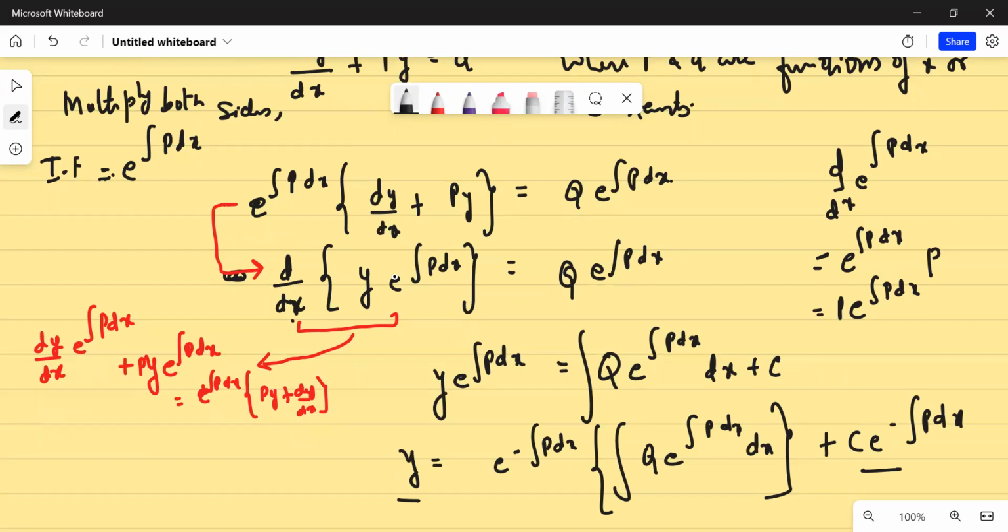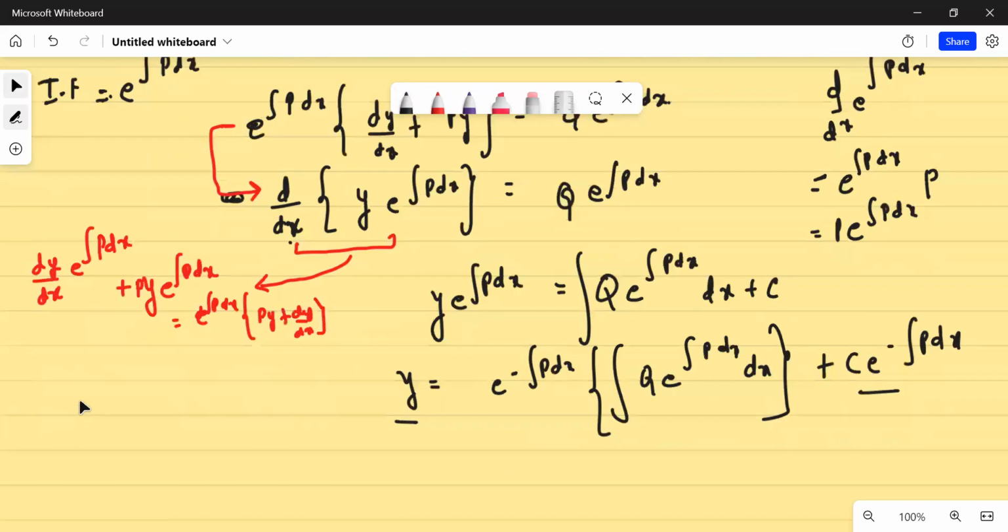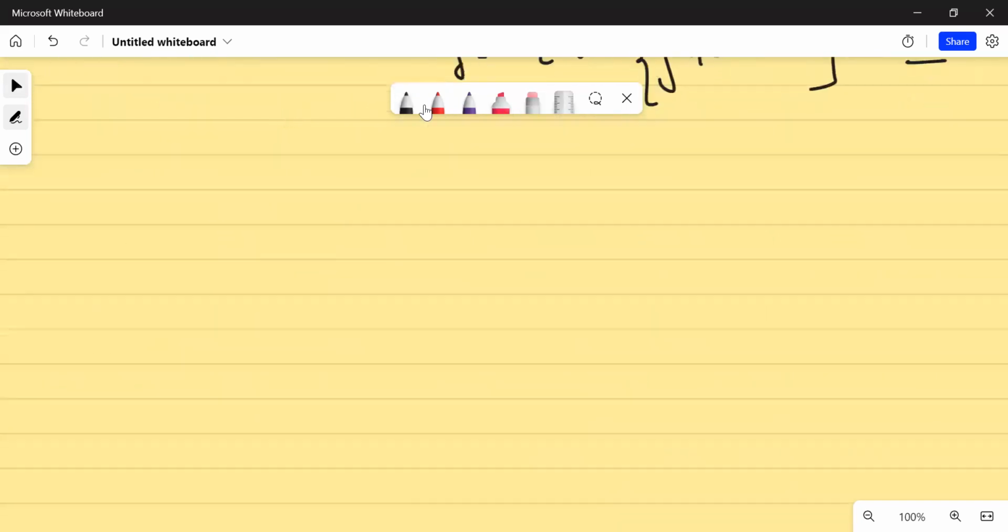Is that clear to you? Is that not clear? I mean, is that clear or is that not clear? Alpna, is that clear? Saloni, is that clear? Kriti, is that clear? Monica, Kriti. Okay, good.